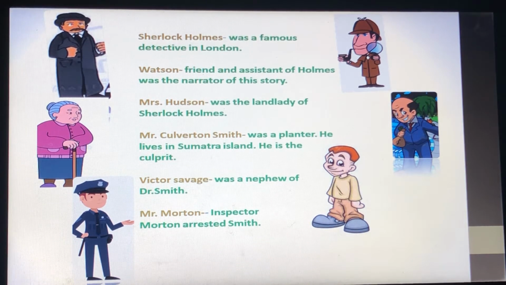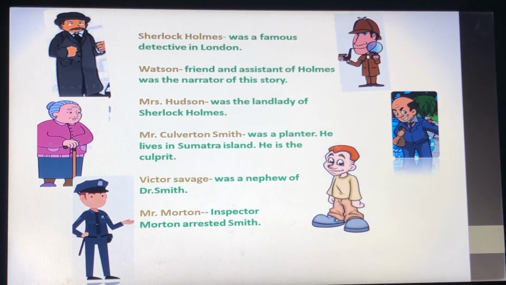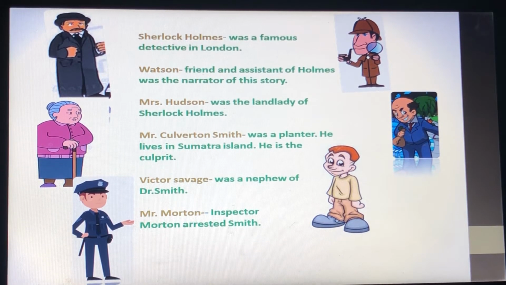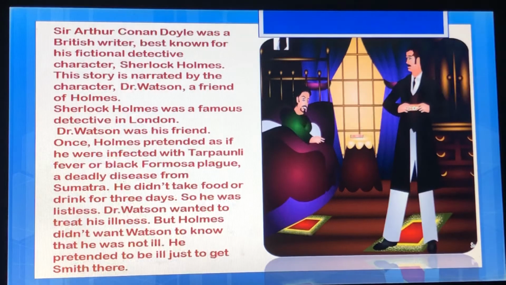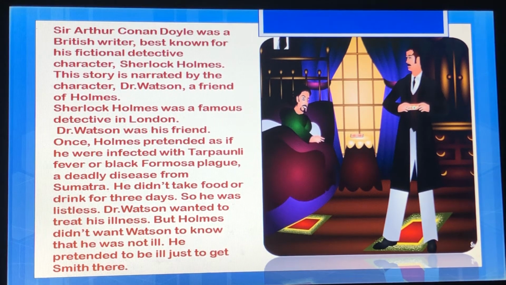Victor Savage was a nephew of Mr. Smith, who had been killed by Smith for his property. Mr. Morton was the inspector who arrested Smith. The author has given an interesting account of how the detective outsmarted the culprit to zero in on him.